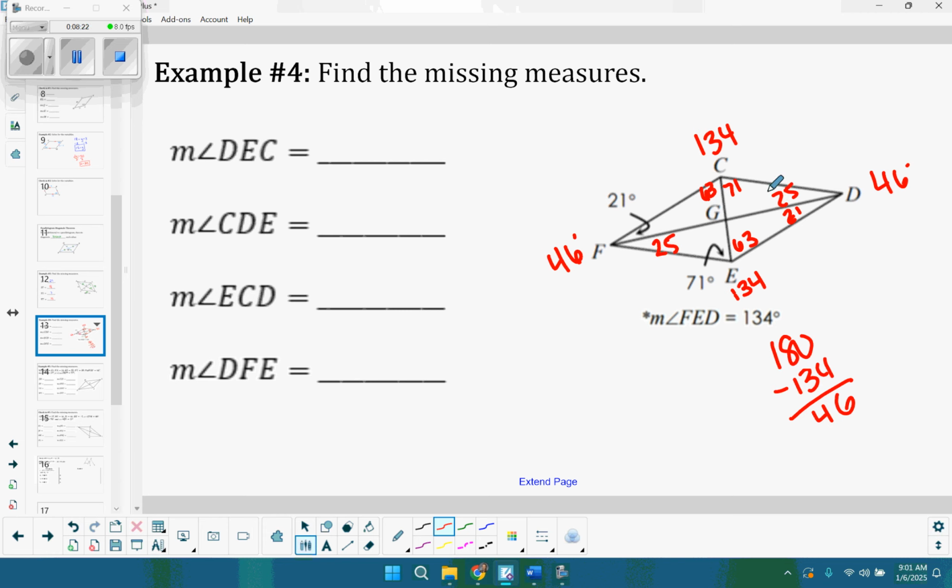So now I have every angle in the corners. If I needed something with the G in the middle, I would be able to find that because I have triangles, but for right now, it's not necessary. So let's just answer these questions.